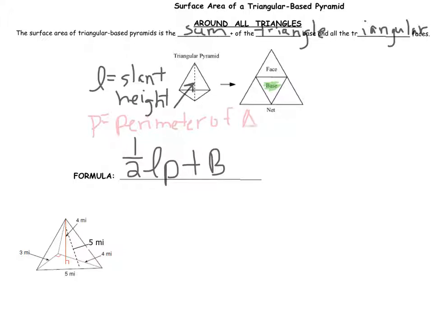Of the triangle base, okay? And then for our capital B, put that one over here, that is going to be the area of the triangle bottom, or the triangle base, which is 1/2 the base times the height. And the little b is just the side length, okay? So let's go ahead and do this one.